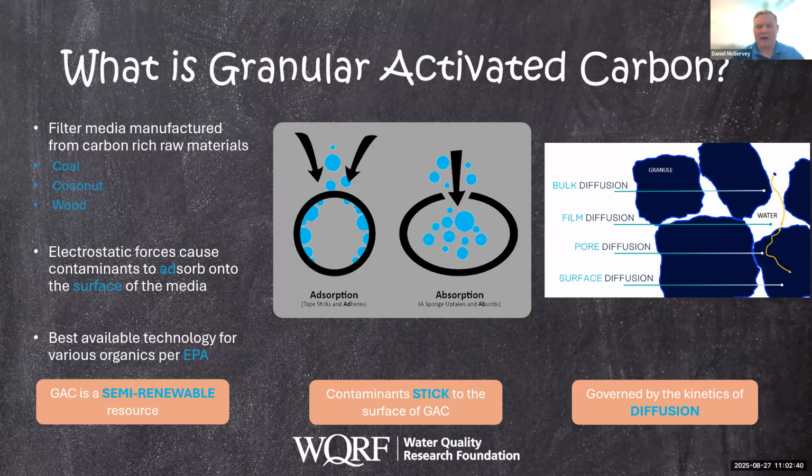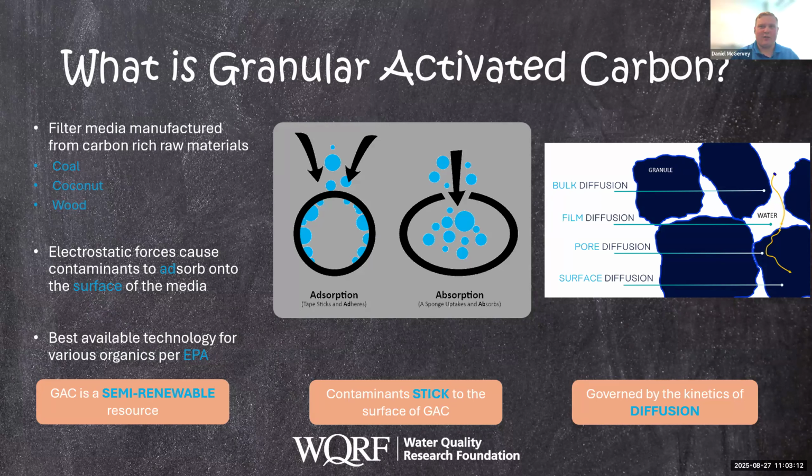How granular activated carbon actually removes contaminants is through electrostatic forces that cause contaminants to adsorb to the surface of the media. Looking at this figure in the middle, you already know a sponge has absorption. It absorbs and uptakes water. Adsorption is more like tape sticking and adhering to the carbon. That's what's happening in the pores of the granular activated carbon itself: the contaminants are sticking to it rather than absorbing like a sponge would.